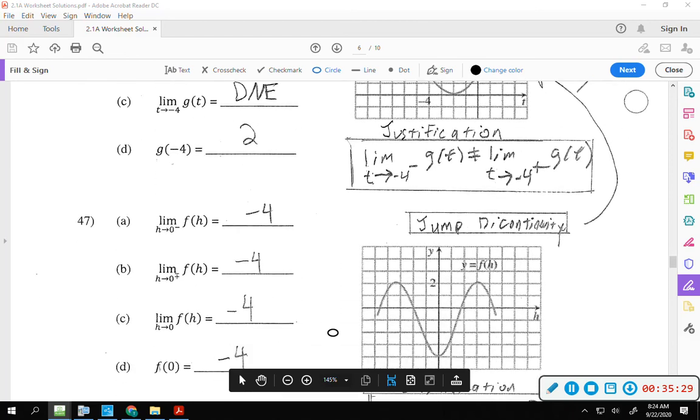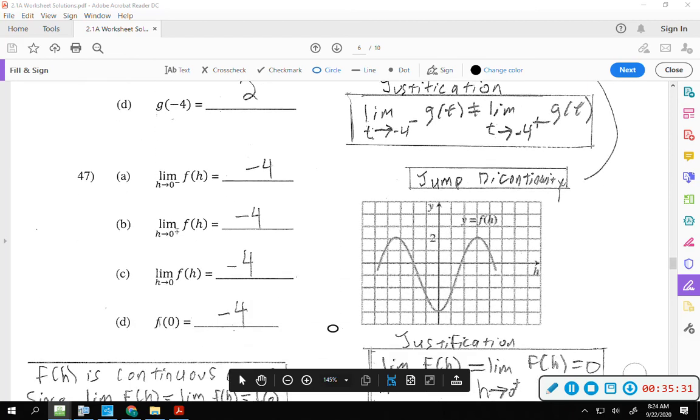47. Let's take a look at this one. This is a nice continuous situation. The limit as x approaches 0 from the left. Here it is, -0.000001. The y value is getting closer and closer to -4. Approach 0 from the right. The y value is getting closer and closer to -4. What is the limit as h approaches 0 then? -4, because the left-hand limit equals the right-hand limit.